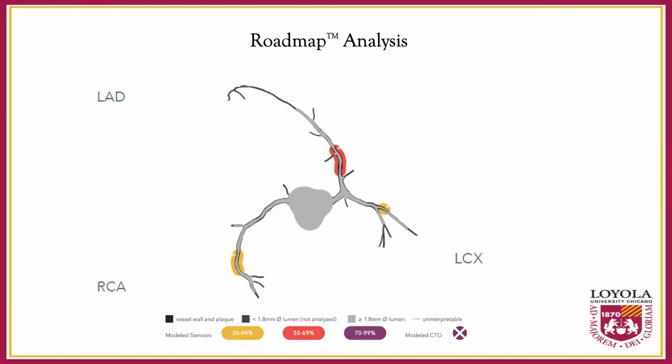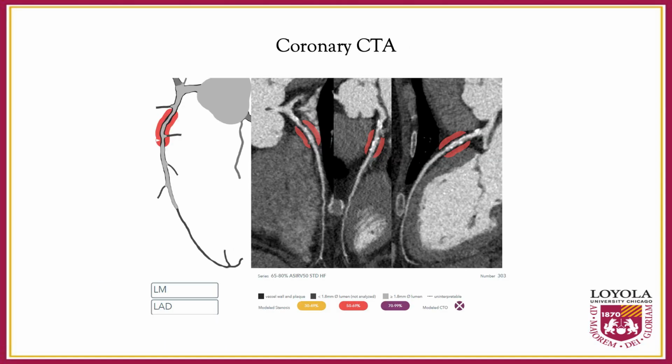This is the patient's roadmap analysis, which demonstrated multivessel coronary artery disease, with a 30 to 49% diameter stenosis in the RCA and a 30 to 49% stenosis in the circumflex, and a 50 to 69% stenosis in the left anterior descending artery. This is the patient's coronary CT angiogram focusing on the left anterior descending artery. Again, you can see via the color-coded capsule the mixed calcified and non-calcified lesion in the LAD in the range of 50 to 69% diameter stenosis.